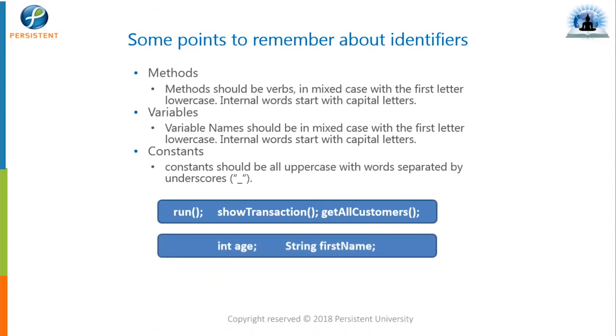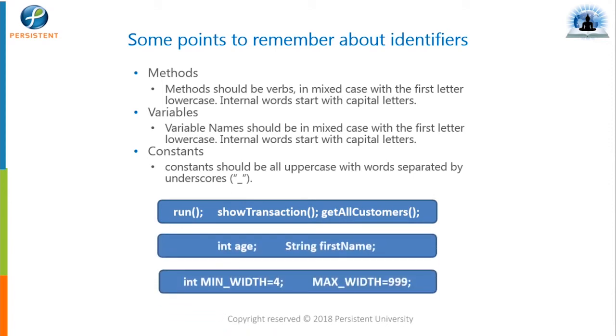The same naming conventions stand for methods, variables, and constants as well. The methods which we write always end with open and close rounded brackets, right? If we have open and close rounded brackets, then we call it a method, and that name should be a verb. If you see the method names in the blue block, that is run, showTransaction, getAllCustomers, these are mainly verbs, right?